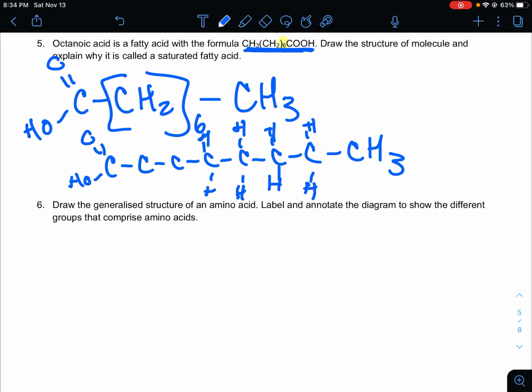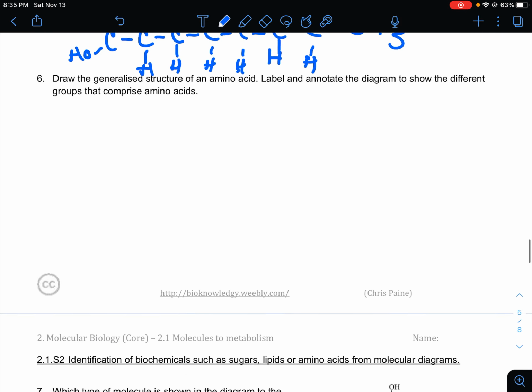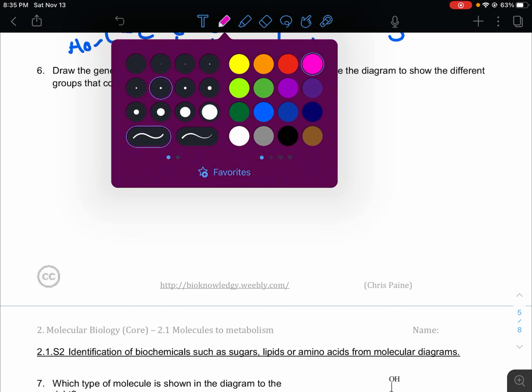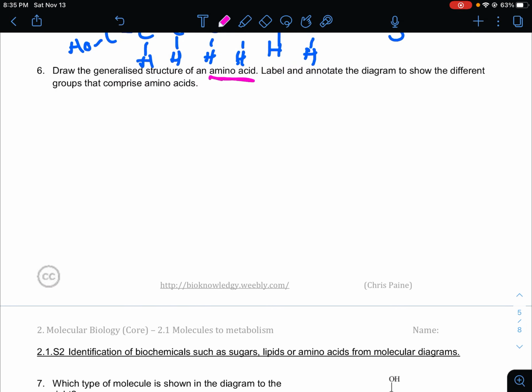That is also fine. You won't be asked to do something like this on the quiz, but you might be on the test. It's really just making sure that you know this generalized formula. Okay. Draw the generalized structure of an amino acid, labeling and annotating to show the different groups.